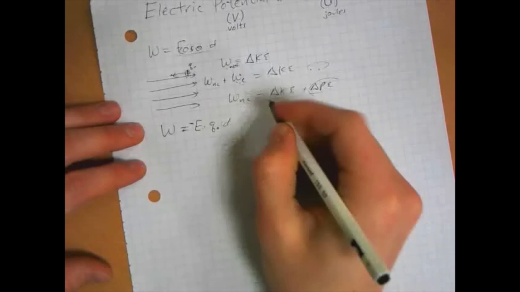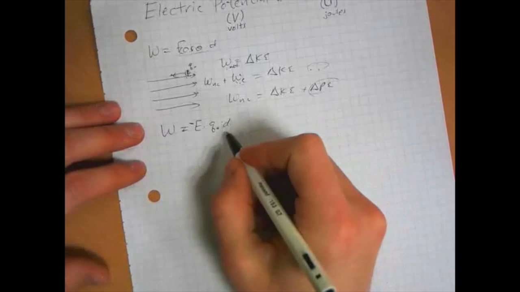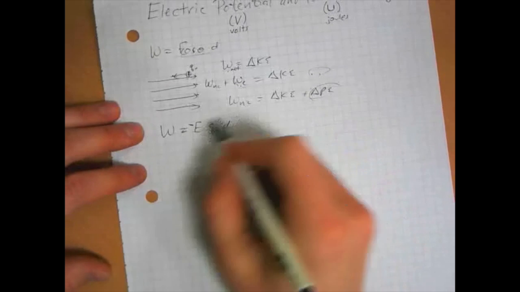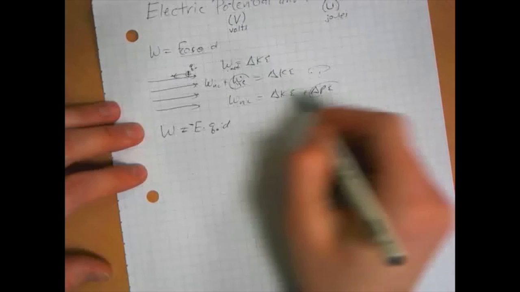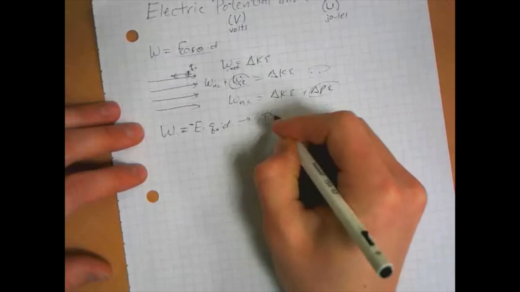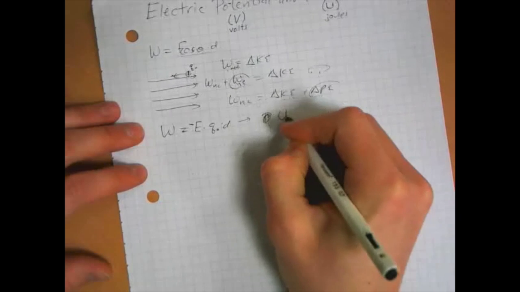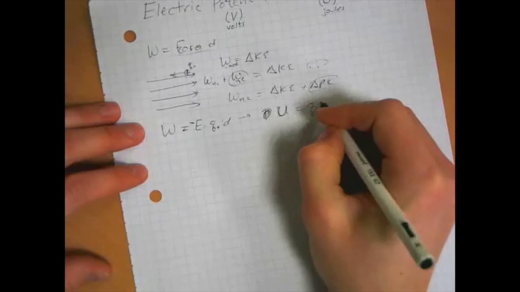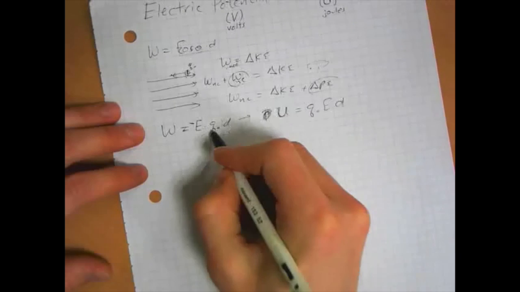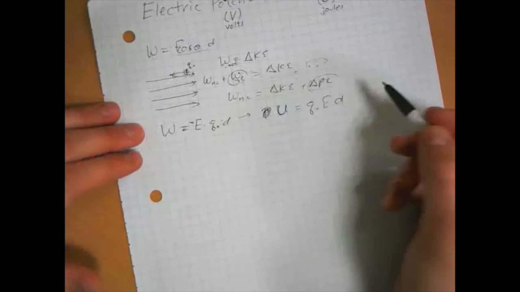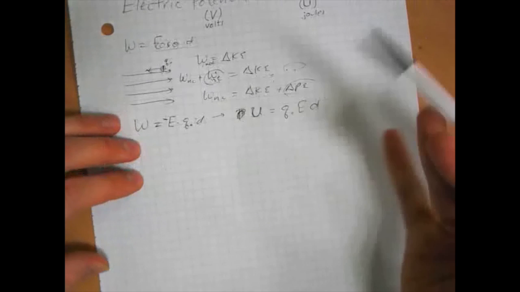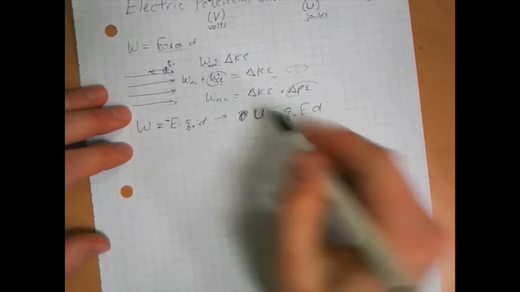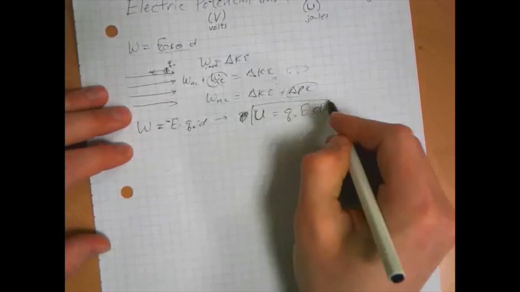So work is negative Q naught E D. But that starts out on this side, so when we move it over, we define our electric potential energy, which we use U for, to be Q naught E times D, and it's positive because it gets moved over to the other side of this equation. All right. So this is our electric potential energy.